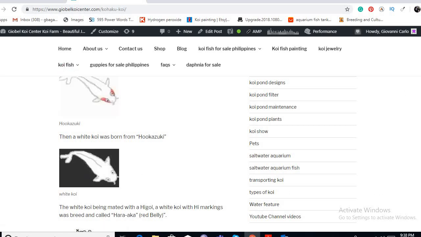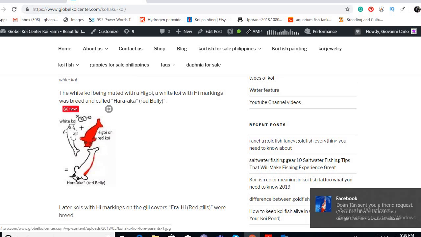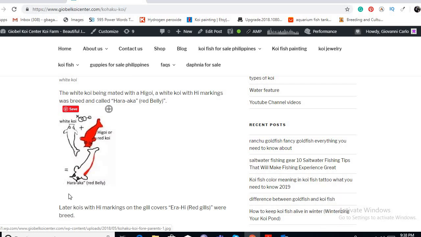So the white koi, being mated with a Higoi, a white koi with red markings was bred, called Hara Aka, Red Belly. Higoi means red koi. So they bred the white and red, and their offspring is the Hara Aka or red belly.